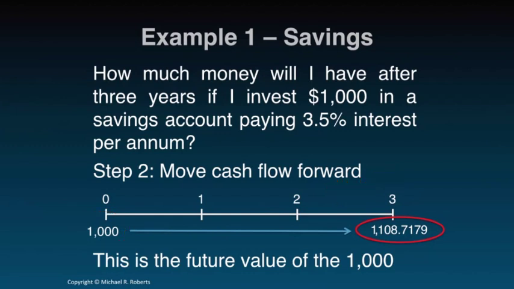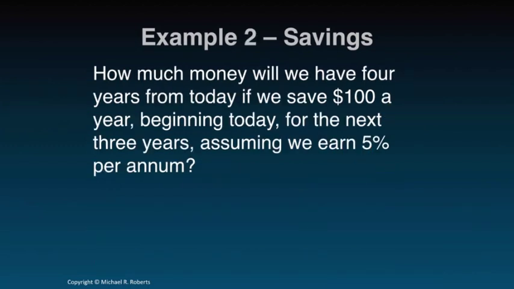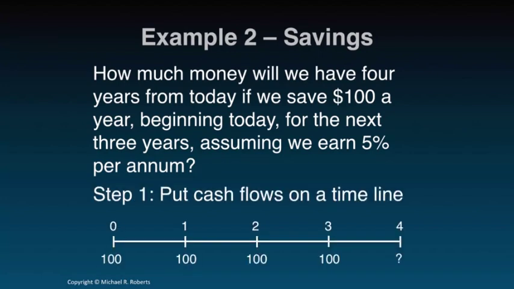Okay. Let's do a second example. How much money will we have 4 years from today if we save $1,000 a year beginning today for the next 3 years, assuming we earn 5% per annum? Step 1, put the cash flows on a timeline. So we're saving $100 a year beginning today for the next 3 years. We're going to earn 5%, and I want to know how much I have after 4 years.